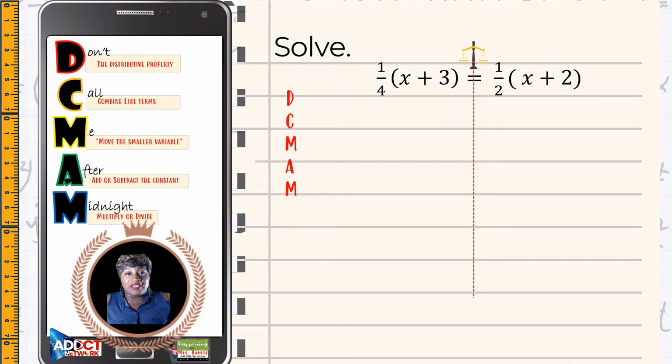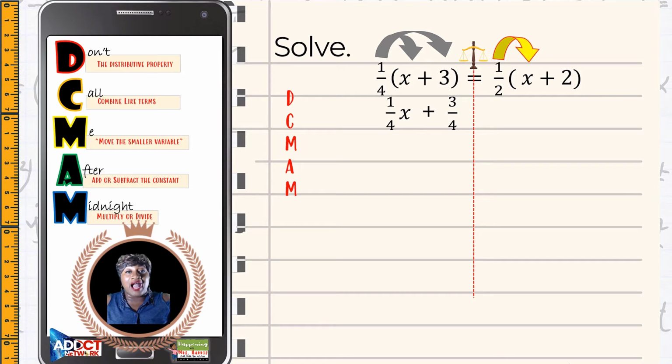Let's check for D, the distributive property. Can we distribute? Yes. On the left side of the equal sign, there are parentheses. Therefore, we'll multiply 1/4 times x. That leaves us with 1/4 x. Then we'll multiply 1/4 times positive 3, which is positive 3/4.